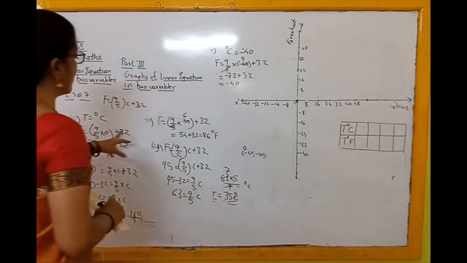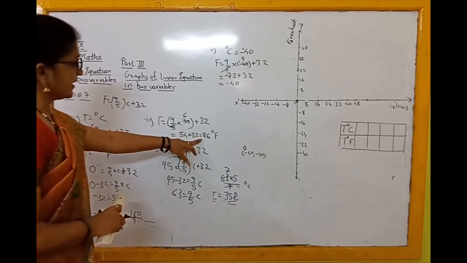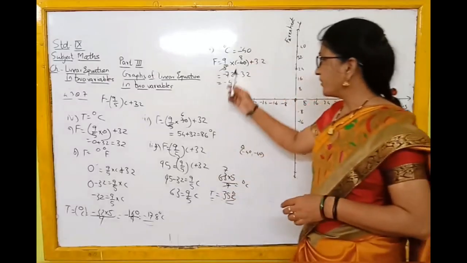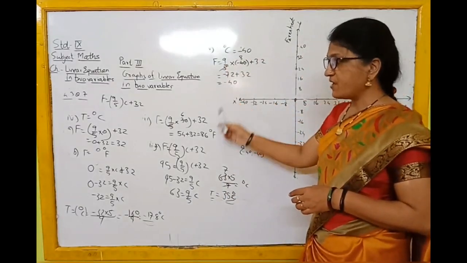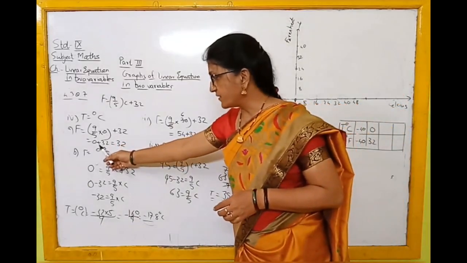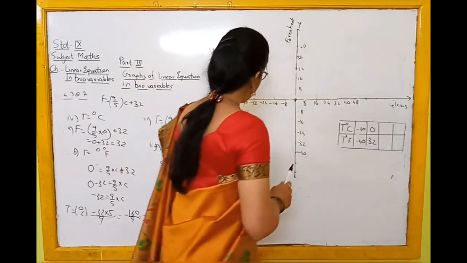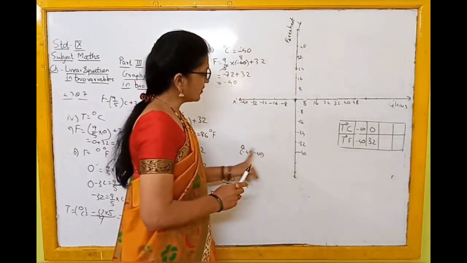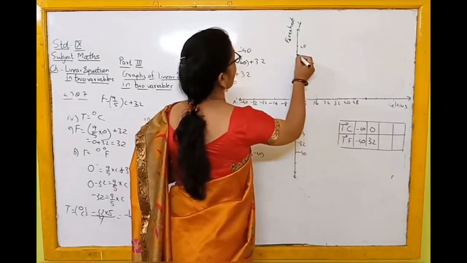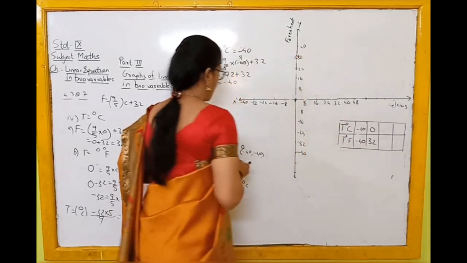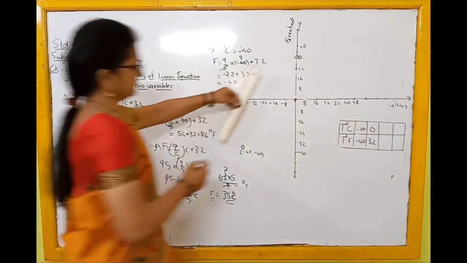Now next, if temperature in Celsius is 30, then Fahrenheit is 86. Now we will plot the point where the temperature in Celsius and Fahrenheit scales are both equal, and where the temperature in Celsius is 0 degrees. At that time the temperature in Fahrenheit is 32. These 2 points: first point minus 40, minus 40, and next is 0, 32. This point will lie on the y-axis. Now join both these points and draw the line.